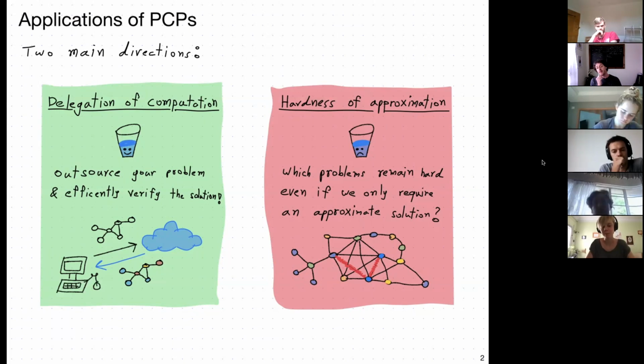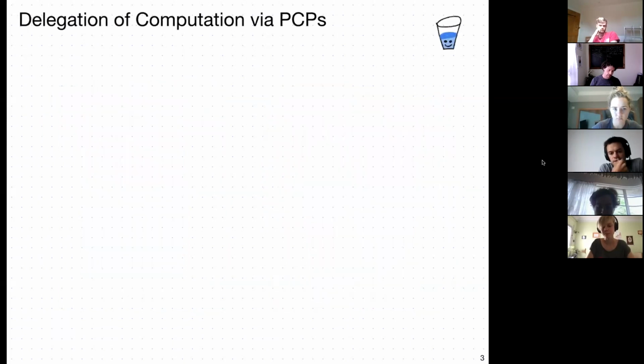And it turns out there is an extremely intimate connection between PCPs and approximation algorithms, and we'll see how we can prove hardness results using that. So these are the main two directions that we'll talk about today, and we'll start with this delegation of computation.